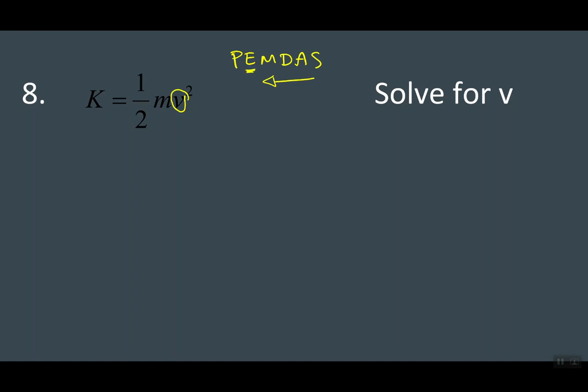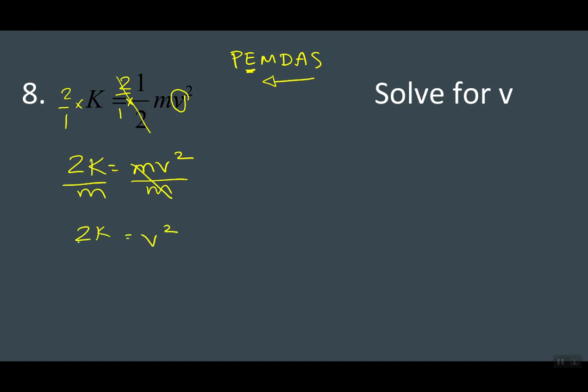But that comes after add, subtract, multiply, divide. So first, let's get rid of the fraction. Multiply both sides by 2 over 1. So I have 2k equals mv squared. Then I'm going to divide both sides by m to move that over.